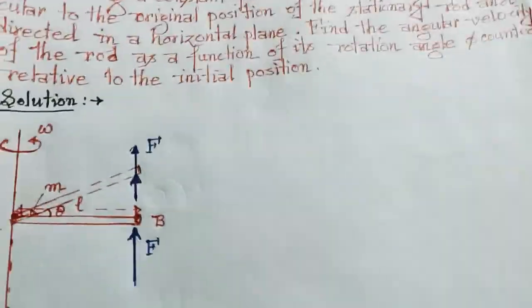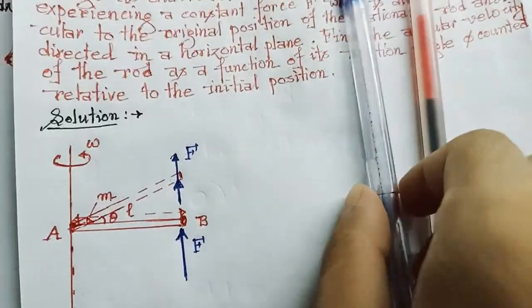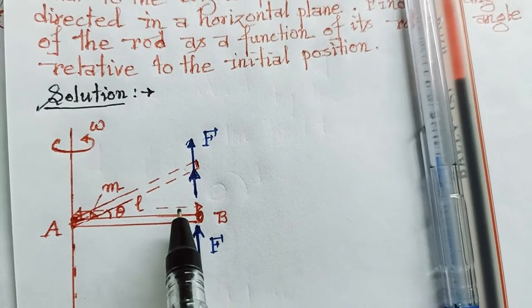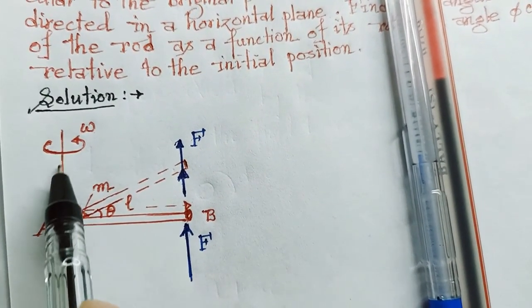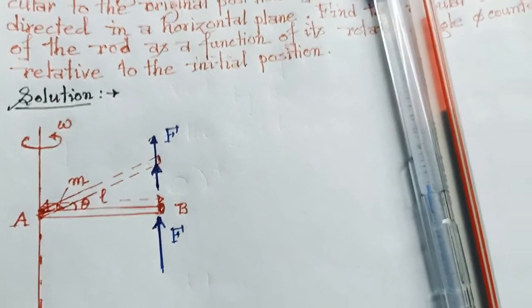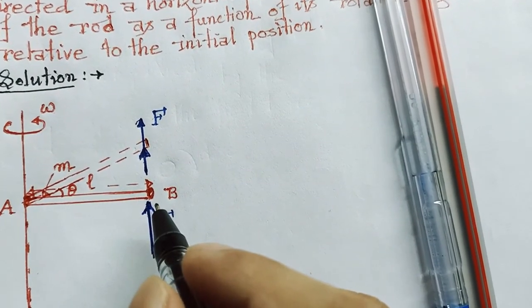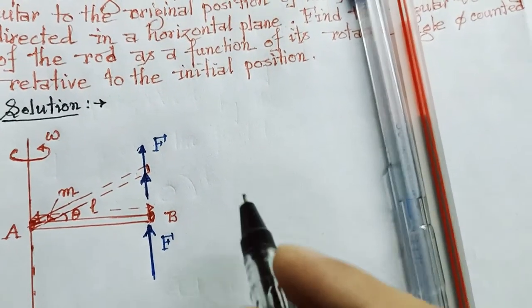So this is the diagram of the given problem. In this diagram, we are seeing a rod AB whose length is L and which is rotating about an axis passing through A with angular velocity omega, and there is a force F which is acting perpendicular to the rod at point B.